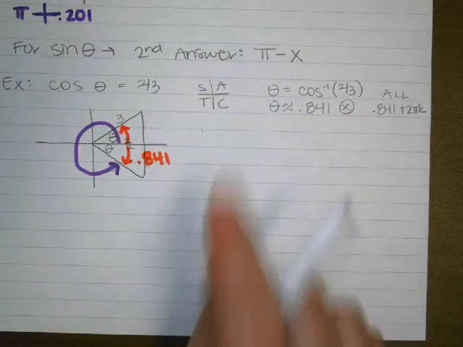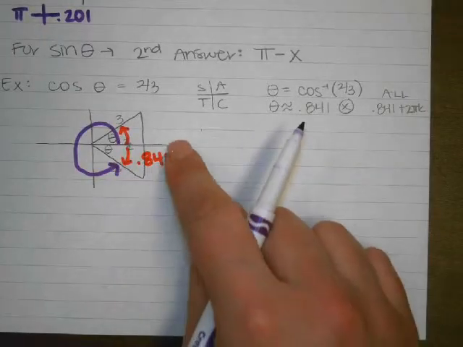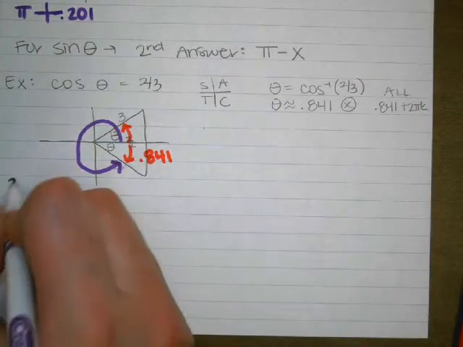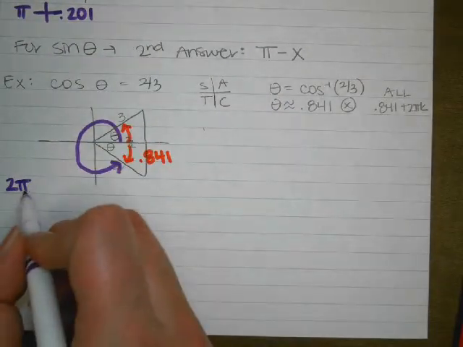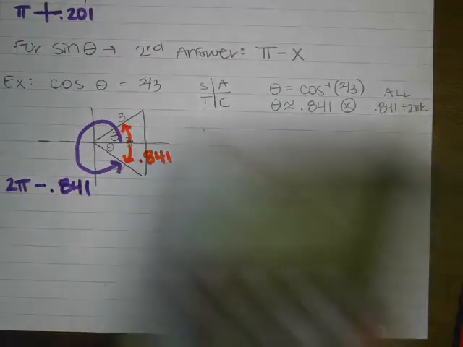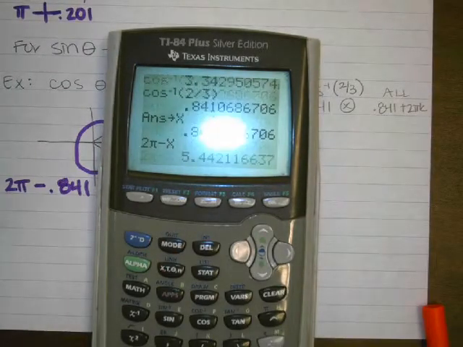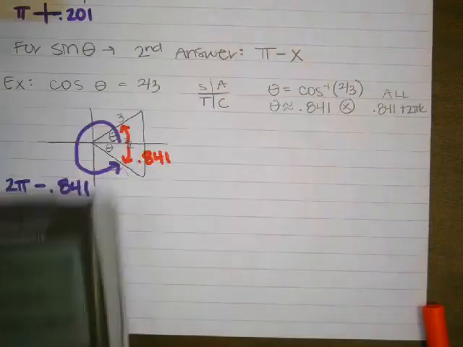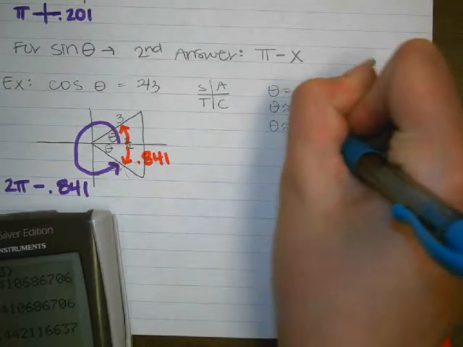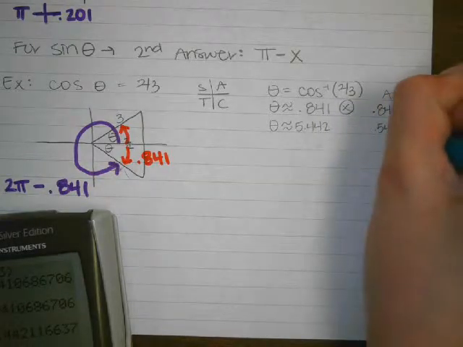So to find cos of the angle, we're going to say the entire circle is 2 pi, and I want to minus off that little bit. So what I'm going to type into my calculator is 2 pi minus 0.841. So I'm going to type 2 pi minus what I stored as x. And I get 5.442. And so for all solutions, 5.442 plus 2 pi k.